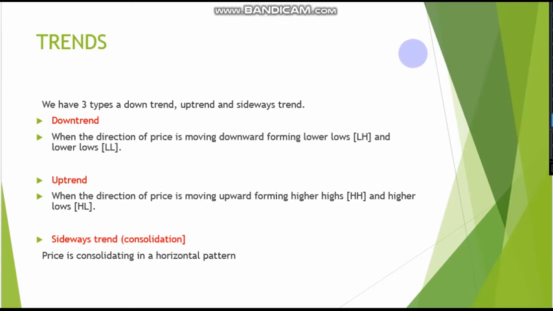Simply, price going up alone is not enough for you to say this is an uptrend, or price going down alone is not enough for you to say we're in a downtrend. So what is the requirement for us to say we're in a downtrend? The market is moving downward, forming lower highs and lower lows. I've used an abbreviation, LH for lower highs and LL for lower lows.